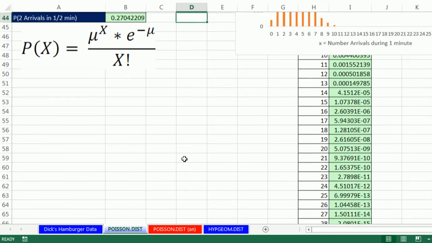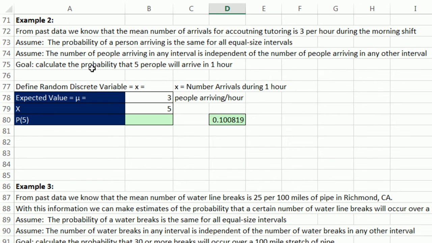All right, now let's look at our next example here. From past data, we know the mean number of arrivals for an accounting tutor is 3 per hour during the morning shift. Now, if we assume that the probability of a person arriving is the same for all equal size intervals, and the number of people arriving in any interval is independent of the number of people in any other interval, we can use the Poisson.DIST function. Now, our goal is to calculate the probability that 5 people will arrive in 1 hour. People isn't with an R. Gotta get rid of that.